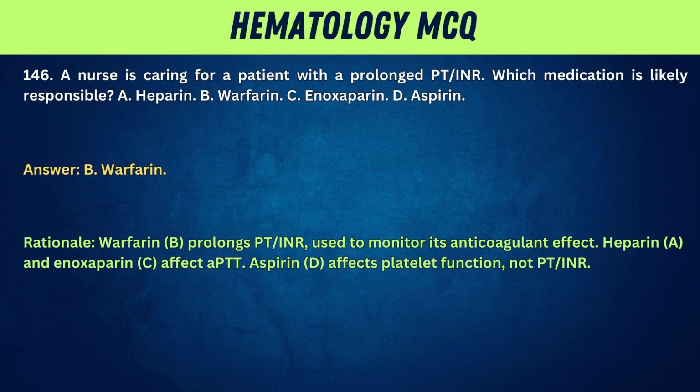146. A nurse is caring for a patient with a prolonged PT/INR. Which medication is likely responsible? A. Heparin. B. Warfarin. C. Enoxaparin. D. Aspirin. Answer: B. Warfarin. Rationale: warfarin, B, prolongs PT/INR, used to monitor its anticoagulant effect. Heparin, A, and enoxaparin, C, affect aPTT. Aspirin, D, affects platelet function, not PT/INR.